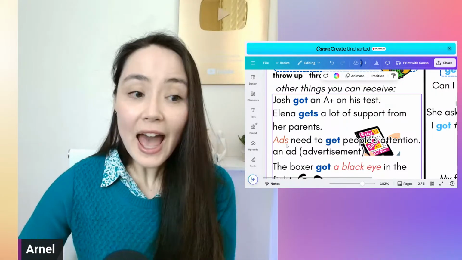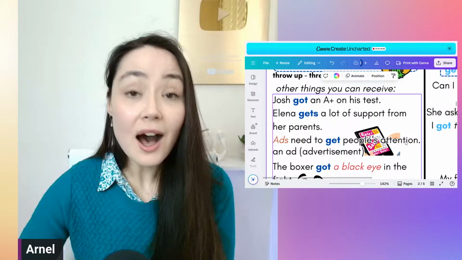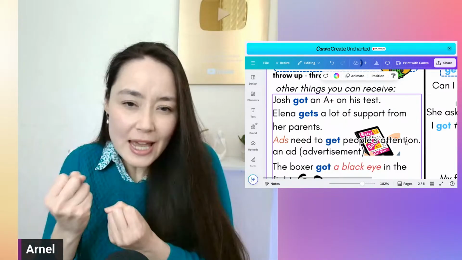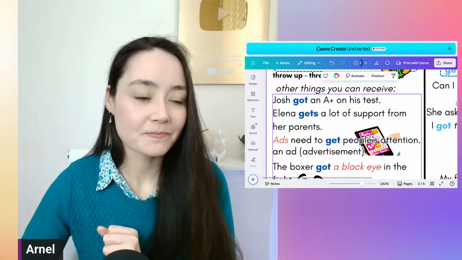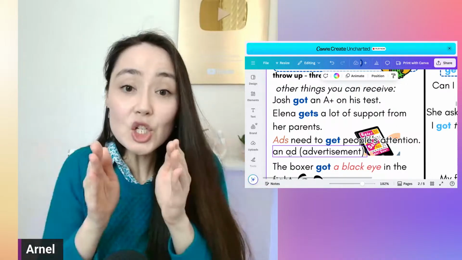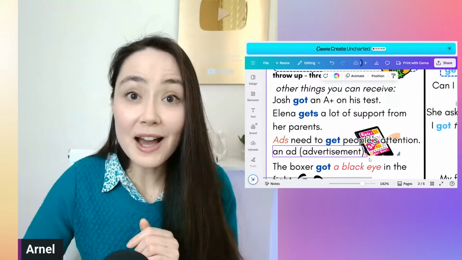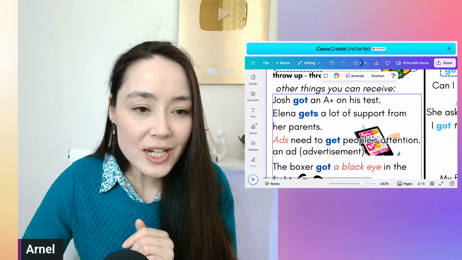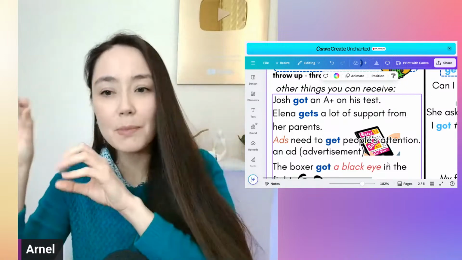Ads. Ads need to get people's attention. It needs to get people's attention. An ad is short for advertisement. And we can see in this picture, an ad is like, buy this, buy that.